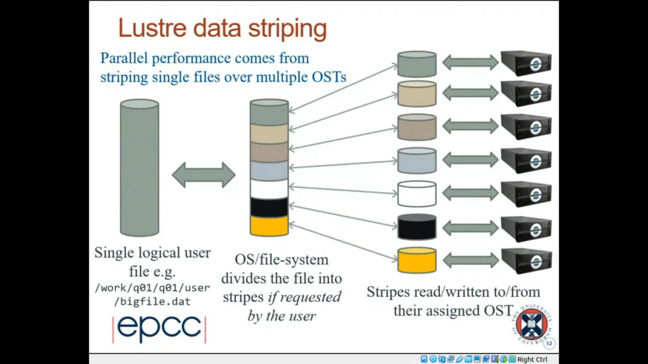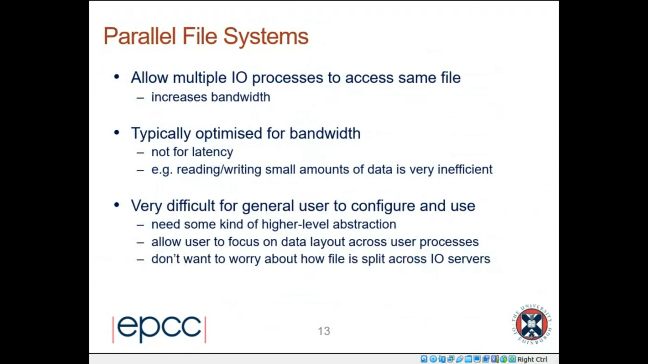So data striping is the key concept that allows you to get increased bandwidth and benefit from the parallelism of a parallel file system, while still having only a single file, which is really what you want for usability. So a parallel file system allows multiple I/O processes to access the same file through this data striping. It's typically optimized for bandwidth, not for latency. Parallel file systems are optimized for saying, could you please write 100 gigabytes of data? Reading and writing small amounts of data, jumping around in the file, is very inefficient. Okay? So that's something to watch out for.